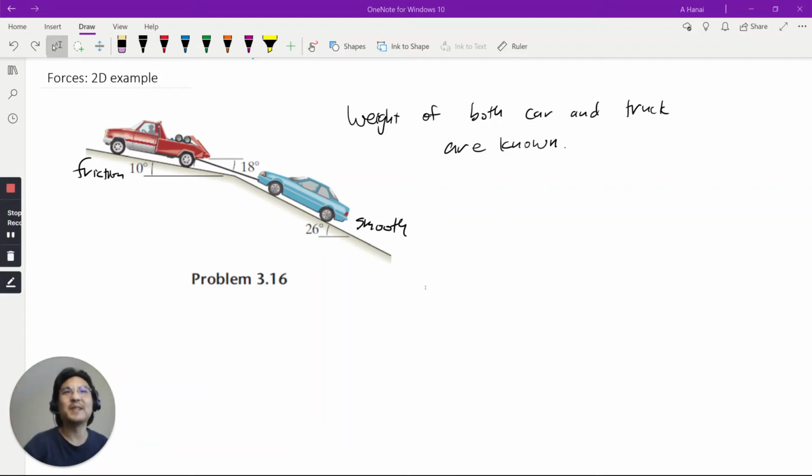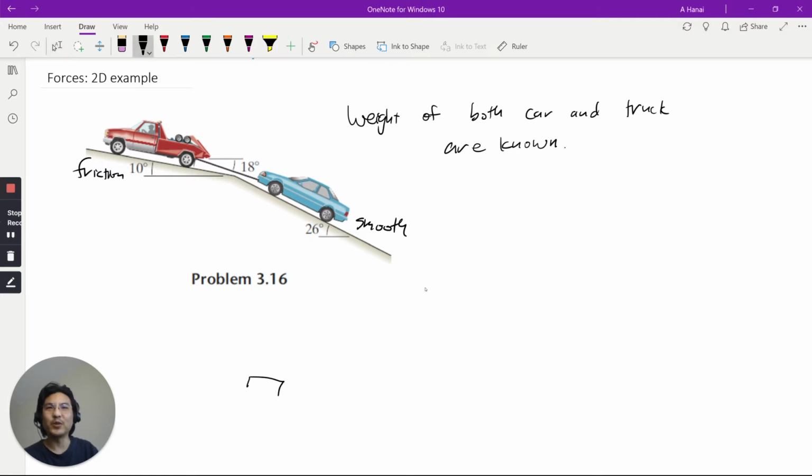Everybody. All right, let's practice solving for forces with a two-dimensional example here. Okay, so we got two objects, right? A car and a truck. Let's say we know the weight of both. So let's start with the free body diagram of each.